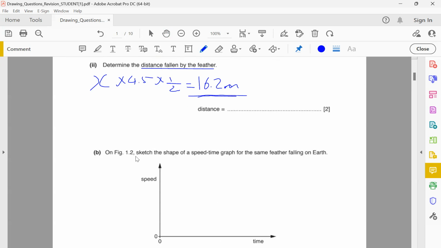Then after that, they say sketch the shape of a speed-time graph for the same feather falling on Earth. Right now, what's the difference between the moon and the Earth? Yeah, on Earth there's air. It means to say there is air resistance going on. And whenever there is air resistance going on, it will eventually reach terminal velocity. Means to say you're supposed to draw a decreasing gradient graph, and ultimately you'll have a flat line here. Make sure that this is a flat line drawn by a ruler, guys.